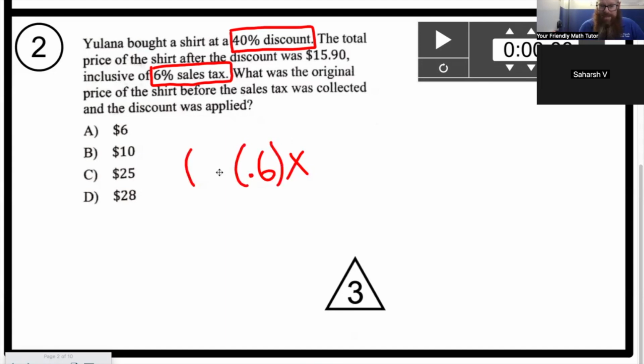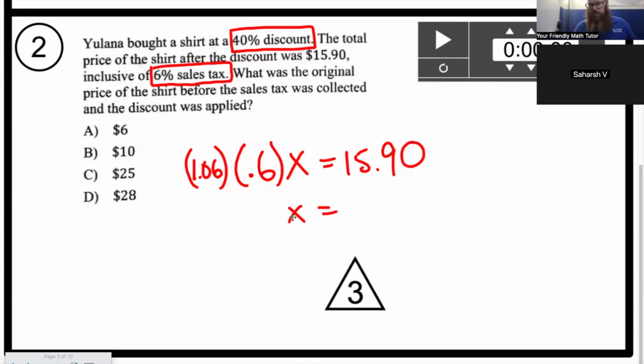And then we're going to multiply that by a number that's going to represent a 6% sales tax. So a 6% sales tax is a 6% increase in the price, which means if we start at 100% and add 6%, we're at 106%. So we would multiply by 1.06. So 0.6 is the 40% discount, and 1.06 is the 6% sales tax. And in the end, it equals $15.90.